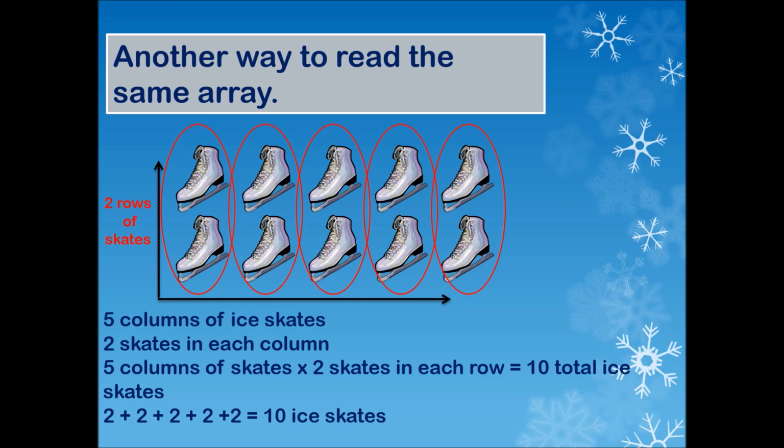Another way to read the same array is by using columns. Columns go up and down like a flagpole. 2 rows of skates here, we've already seen them. Now here are 5 columns of ice skates. 2 skates in each column. 5 columns of skates times 2 skates in each column equals 10 total ice skates. This is like saying 2 plus 2 plus 2 plus 2 plus 2. We remember skip counting from earlier this year, so we can skip count by 2s, 2, 4, 6, 8, 10, and get our answer much easier because they're nicely in rows and columns.